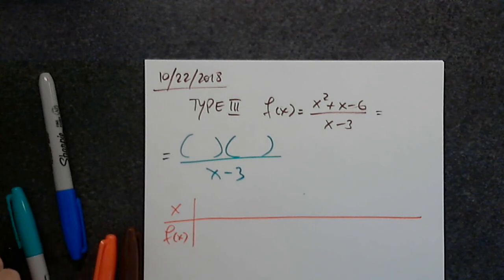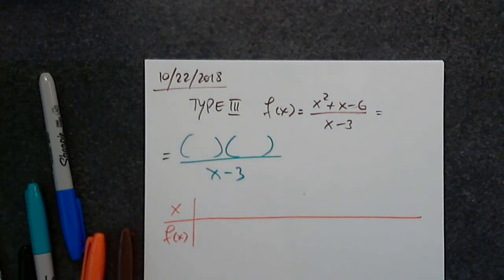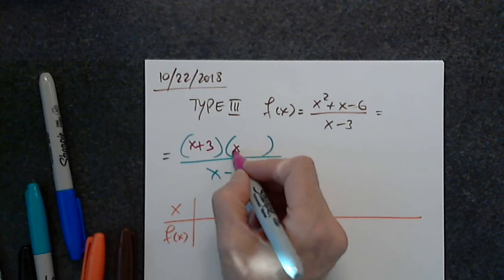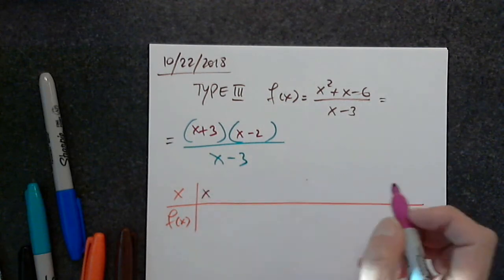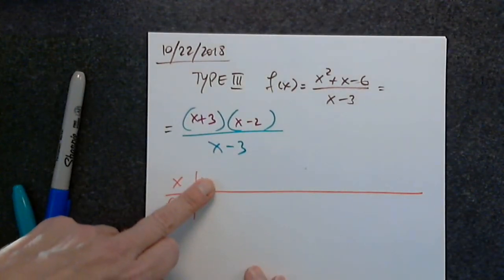So how will I factor the top? X minus 3x. Careful. Very good. Perfect. Thank you very much. Okay, so now I can get the table started. Oops. So what is the domain? What type of function is it?